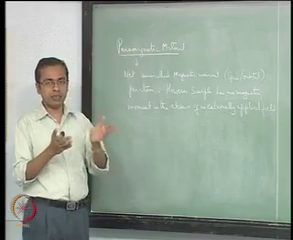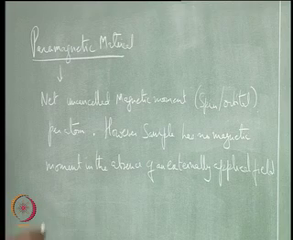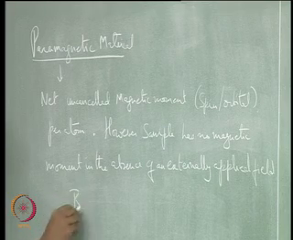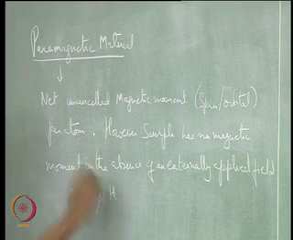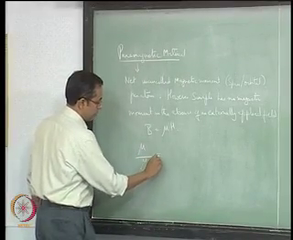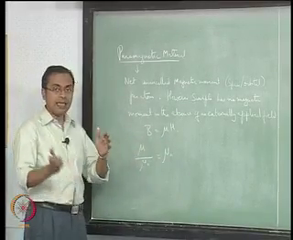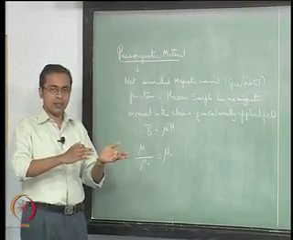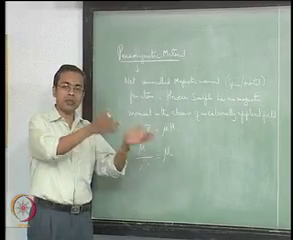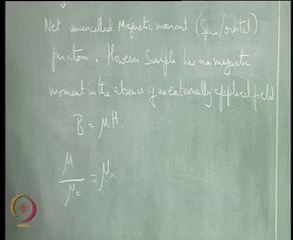Now if you apply a field, these uncancelled magnetic moments align in the direction of the field. Okay, so in some of these materials it is seen that they align in the direction of the field, and so we again get B is mu H, and of course mu by mu naught equals mu r. In this case, since they are aligning in the direction of the field, it is adding to the field. So it is strengthening the field in the region where the sample is present.